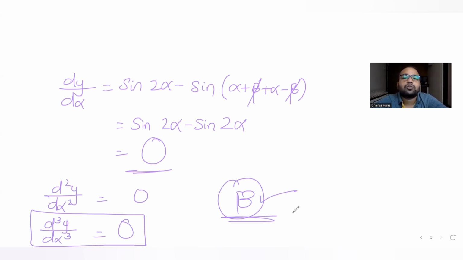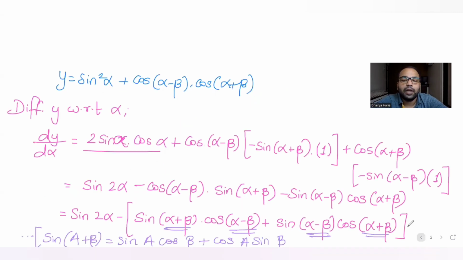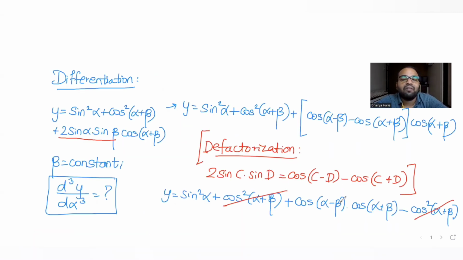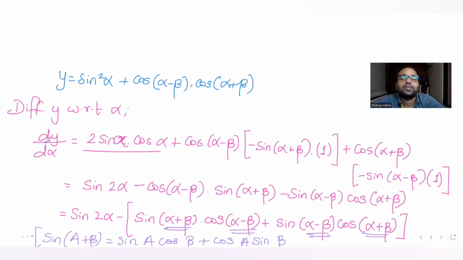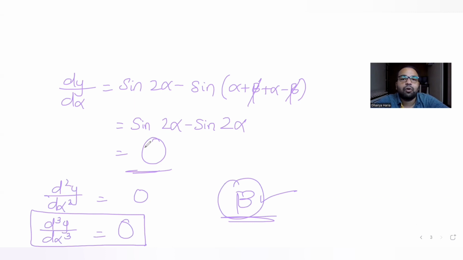I hope you have understood how to solve this question. We just simplified our value of y. Once we got that simplified, we found the derivative of y with respect to alpha. And further simplifying that, we got it as 0 already. So after differentiating two more times also, we will get 0. That's why the correct answer for the question is B.